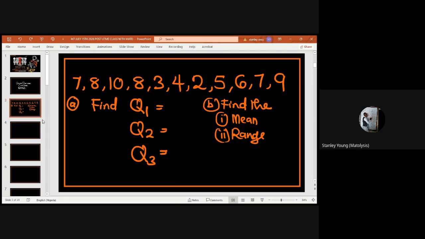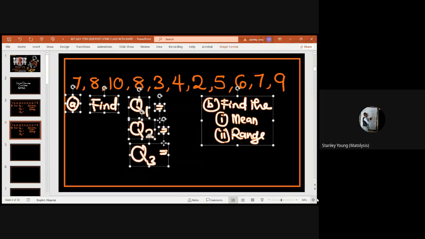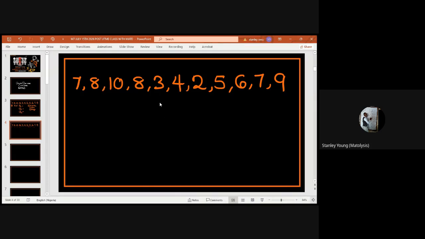So I've added the person. So what do we do in this situation? The first step is to arrange them in the correct order. Right now, the information is not in the correct order. The smallest figure here is what? 2. So we start with 2, and 2 appeared once, followed by 3.